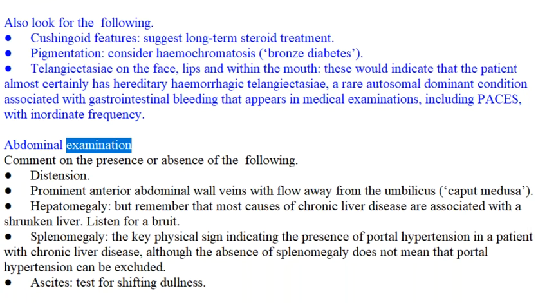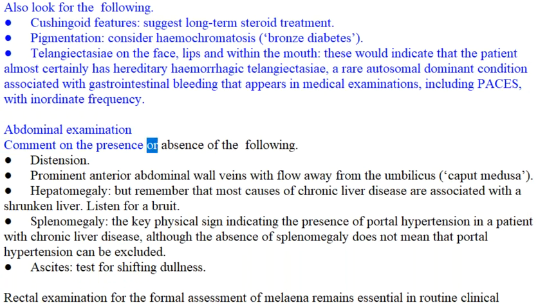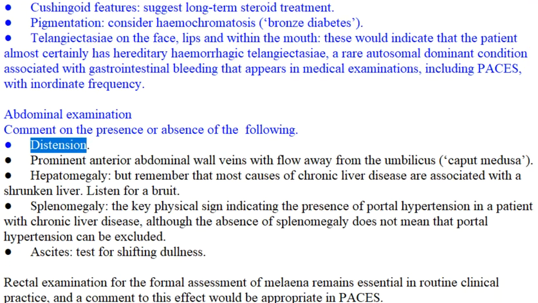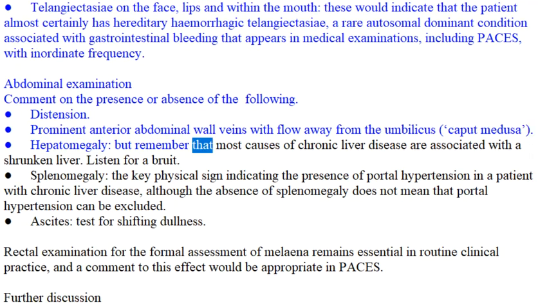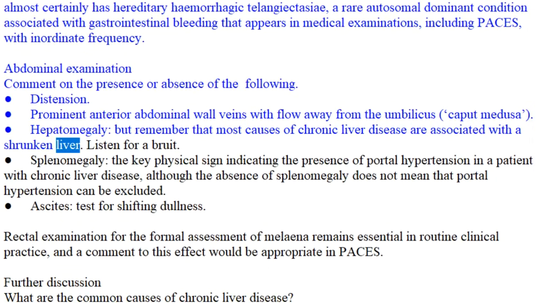Abdominal examination. Comment on the presence or absence of the following. Distension. Prominent anterior abdominal wall veins with flow away from the umbilicus, caput medusae. Hepatomegaly, but remember that most causes of chronic liver disease are associated with a shrunken liver. Listen for a bruit.